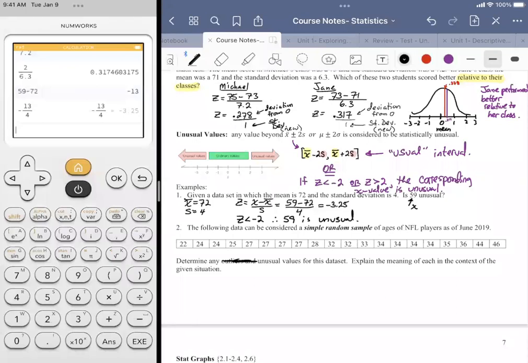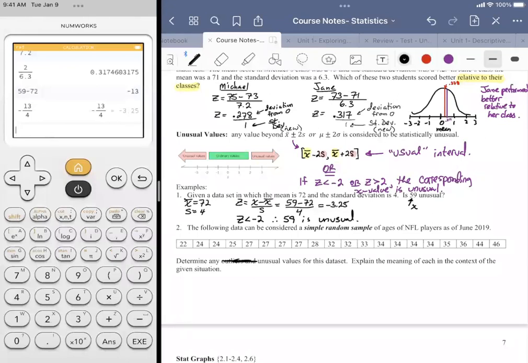Don't be alarmed by context, especially if you're not familiar with NFL players, because really all it's saying is just make sure you state the meaning as best you can using the correct units. All right, these are ages of NFL players. So we'll say things like X years old, that's getting across the context, right?